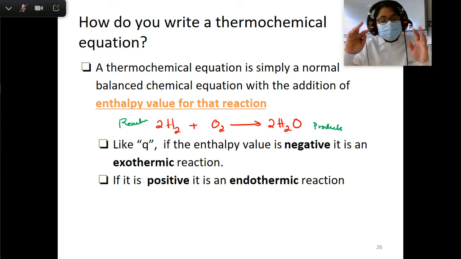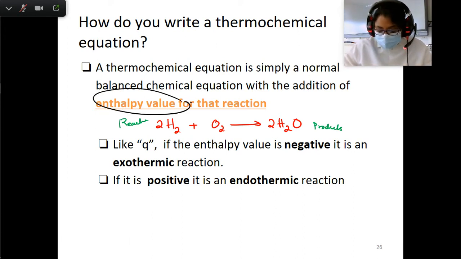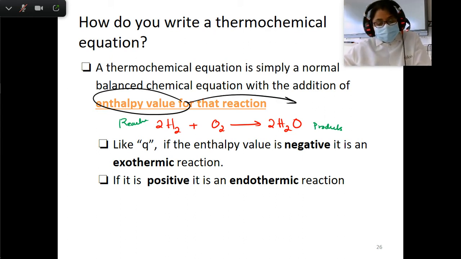Now, the way to make this a thermochemical equation is to include a term in the equation that represents thermal energy, and we call that the enthalpy value. If you remember from a previous discussion, enthalpy represents all of the heat in the reaction. So if you include an enthalpy value in this chemical equation, you now have a thermochemical equation.